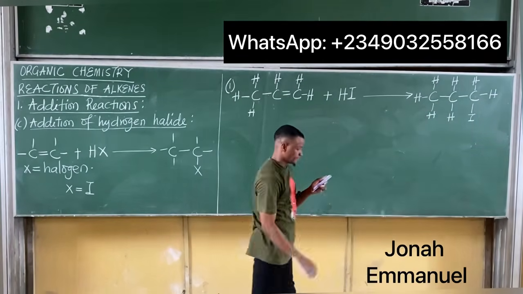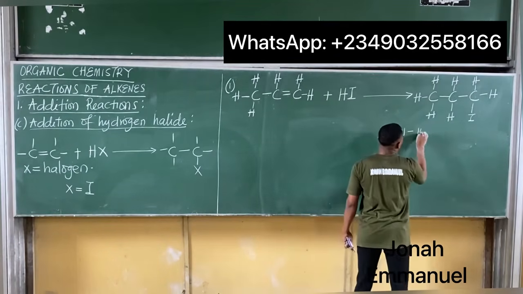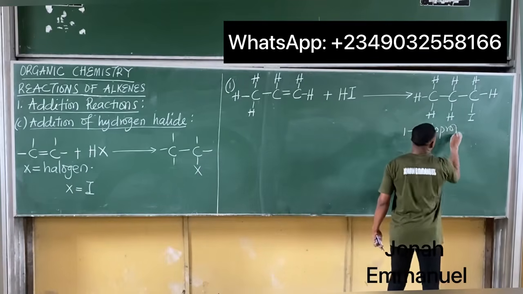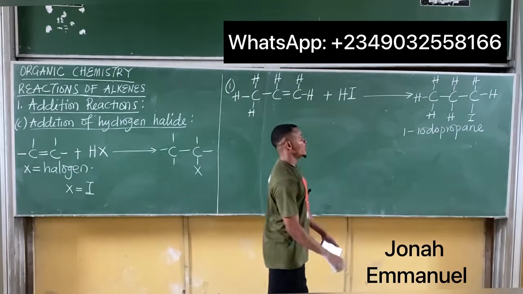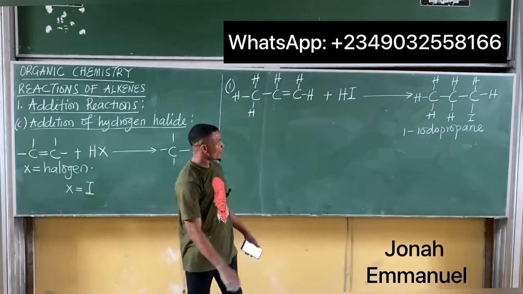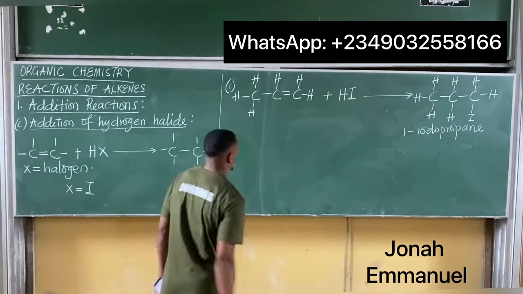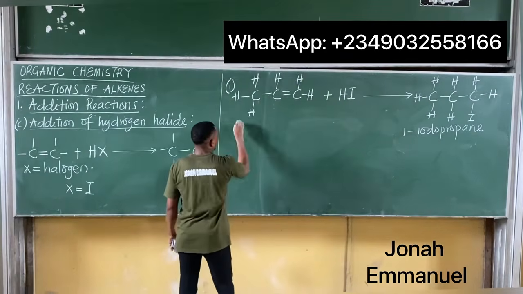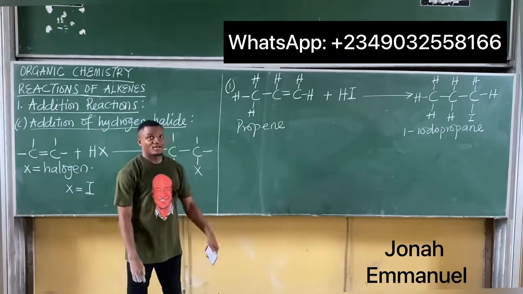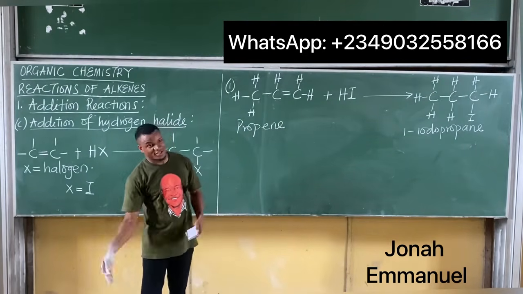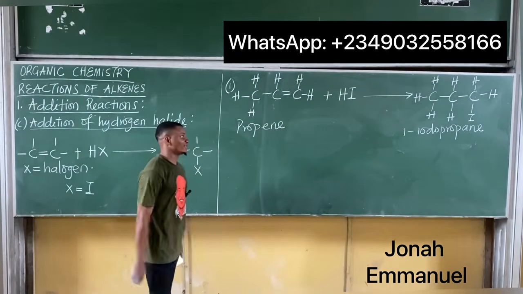How do you call this, please? It's called 1-iodopropane. 1-iodopropane. This is called the propene. I'll tell you why it's propene, not necessarily prop-1-ene, because there's no prop-2-ene. So prop-1-ene, propene, so I have this.